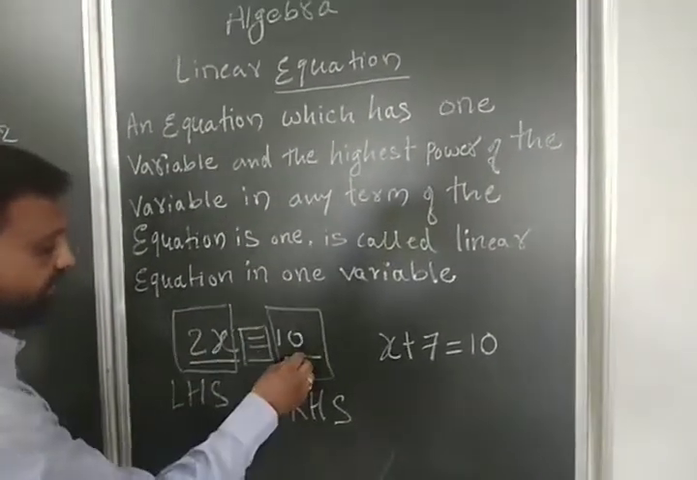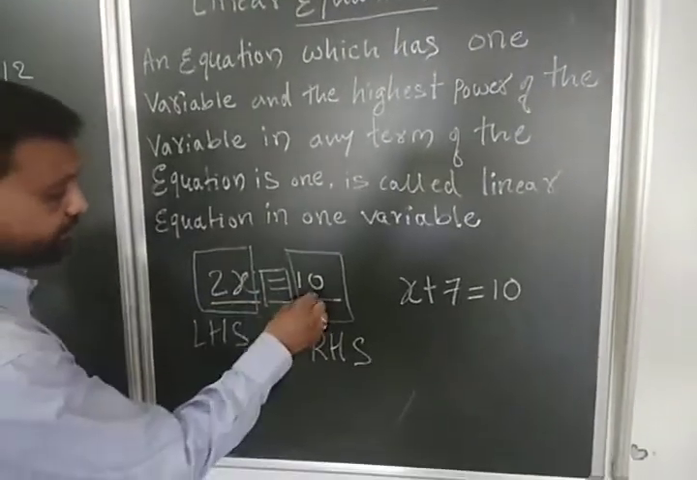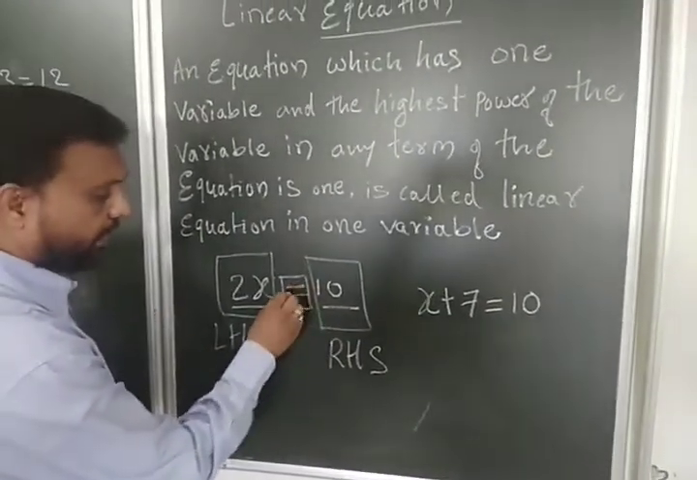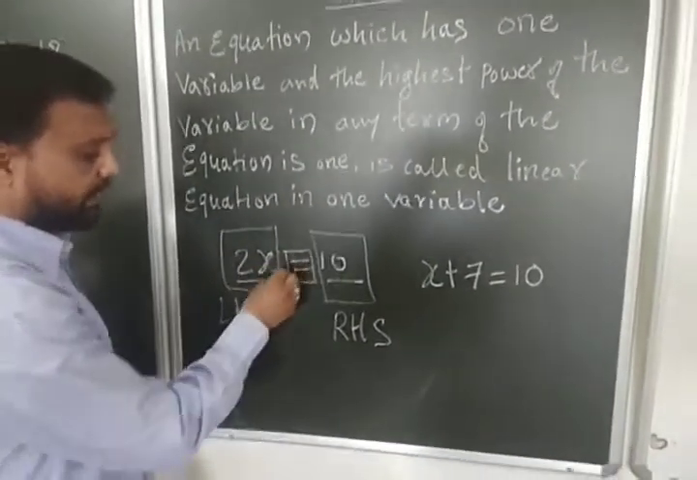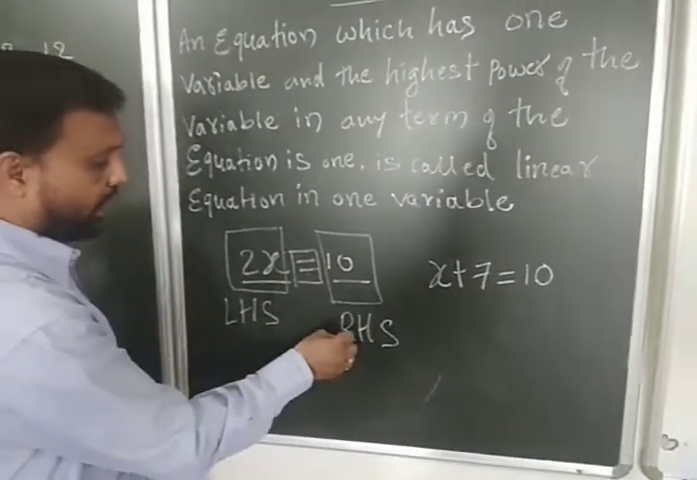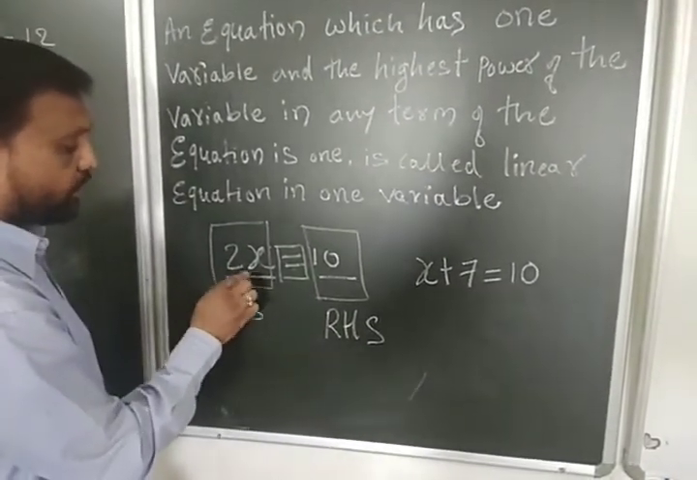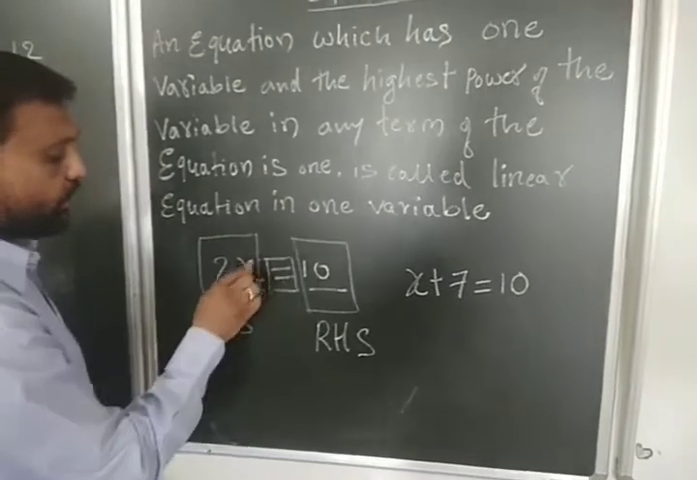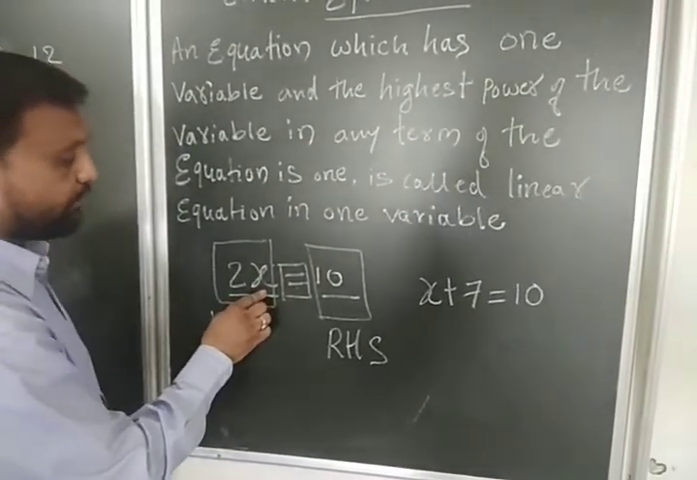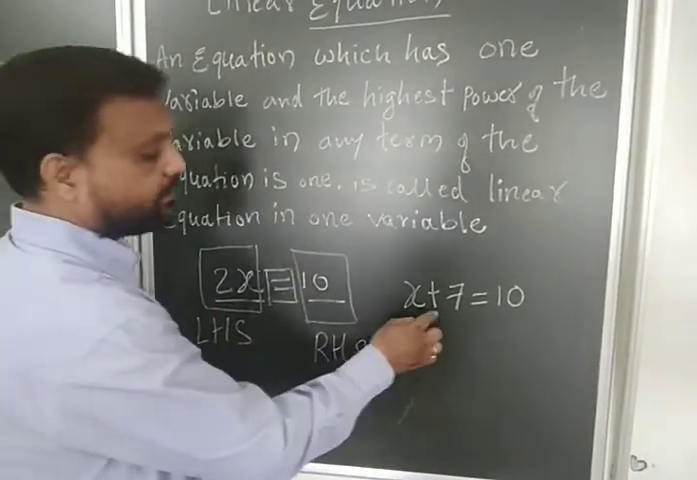If you solve the equation, both should be equal. The value of this both is equal. That's why LHS is equal to RHS. So what is the equation here? 2x is equal to 10. So what is the variable? X. What is the power? 1. Here x plus 7.